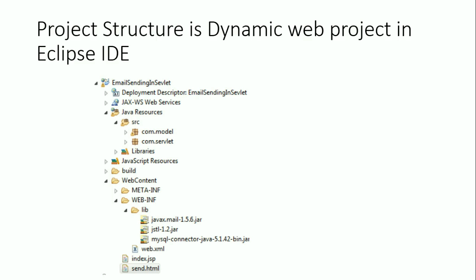Now the project structure is a dynamic web project in the Eclipse IDE, which I have already created. You need to create a servlet, a model class, and a send HTML form, and this HTML form should be linked to the index.jsp file. In the lib folder, I have pasted the javax.mail 1.5.6 jar files and the JSTL and MySQL connector. This is not recommended.